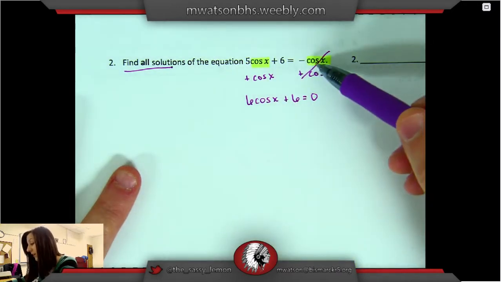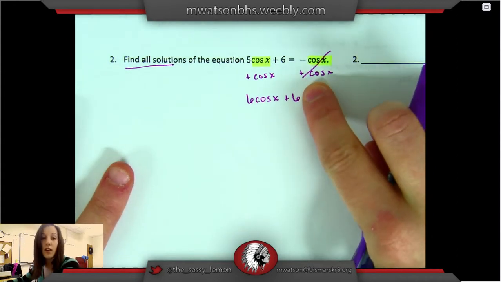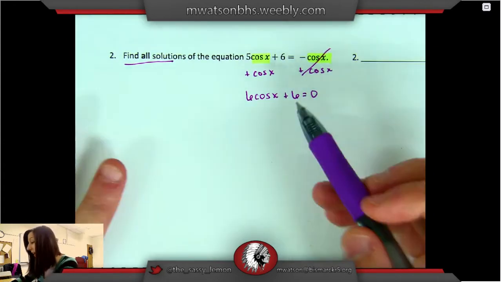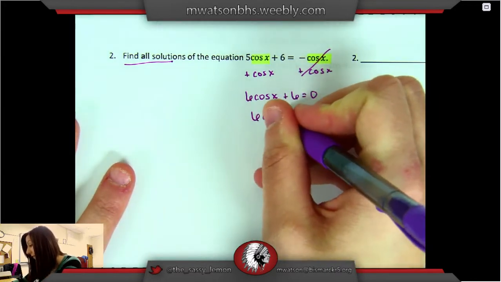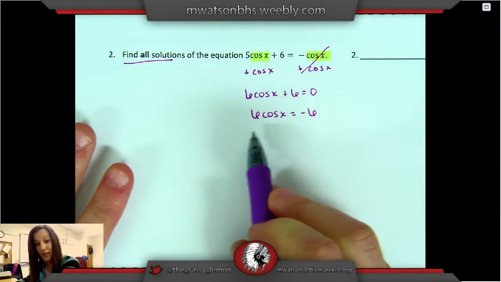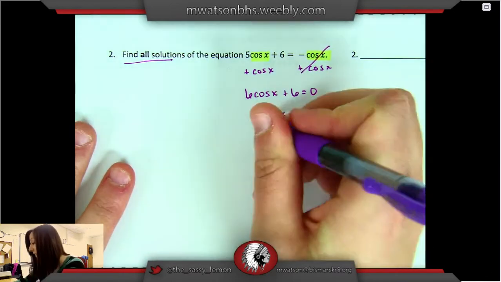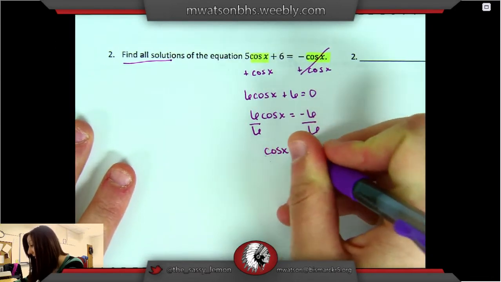It might be tempting to cancel these out and then just not put anything over here, but then you no longer have an equation to solve. So we have to put equals 0. Now I subtract 6 over. I still haven't isolated it because I have a 6 multiplied to it, so I'm going to divide by 6. And I end up with cosine x equals -1.